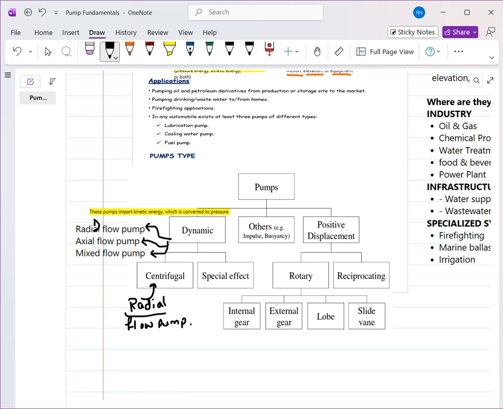The main one is the centrifugal radial flow pump, the second is the axial flow pump, and the third is the mixed flow pump. We will discuss these types of pumps in detail. Now we will go to the positive displacement pump.